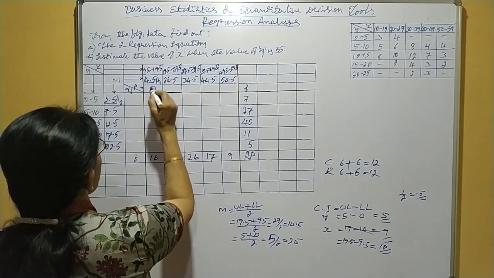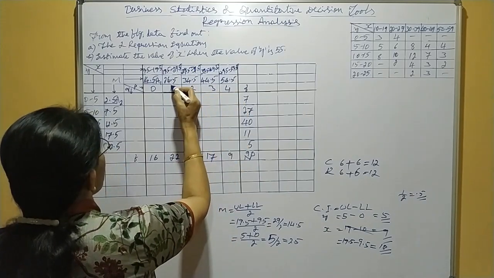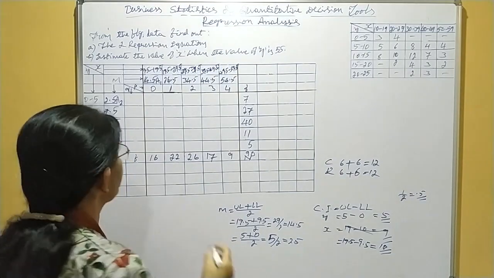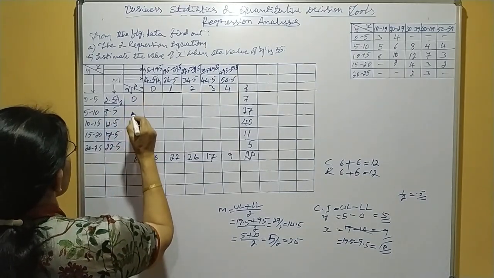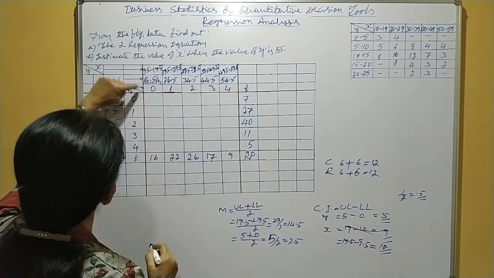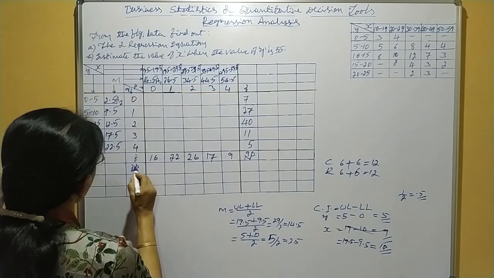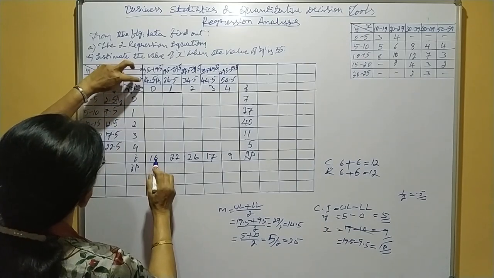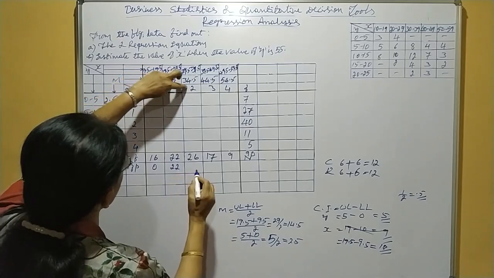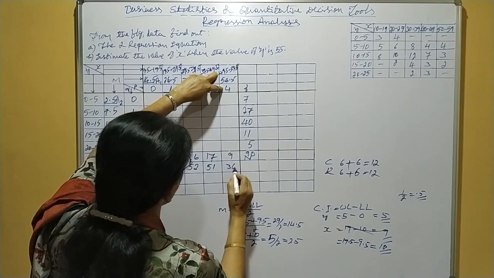Okay. Now corresponding to assumed mean 0, 1, 2, 3, 4. Same as we have taken in case of correlation coefficient. Here corresponding to assumed mean 0, 1, 2, 3, 4. Now these are P values and these are Q values. Next one is we have to take FP. FP means F into P. 16 into 0, 22 into 1, 26 into 2, 17 into 3, 9 into 4.